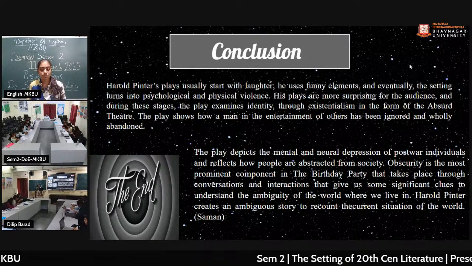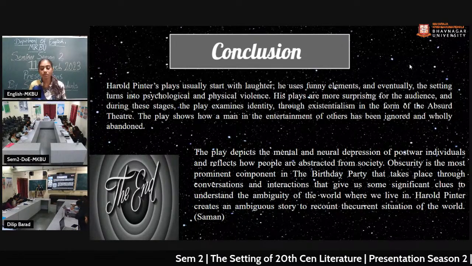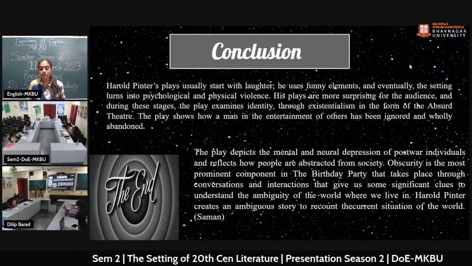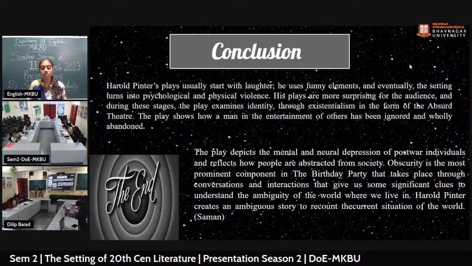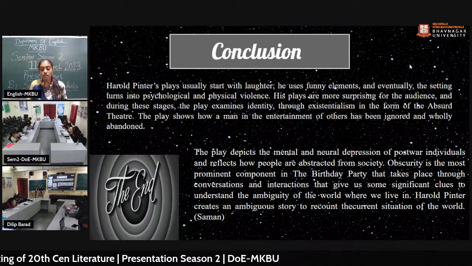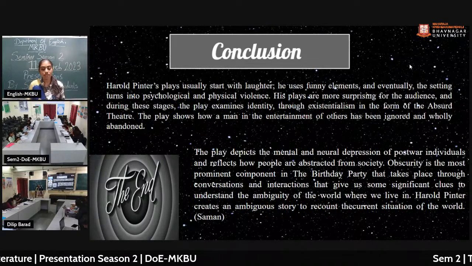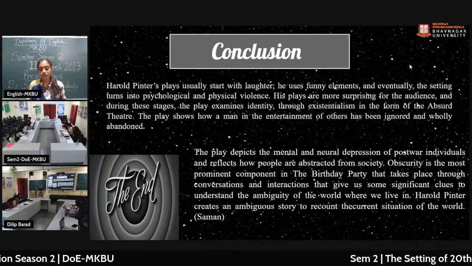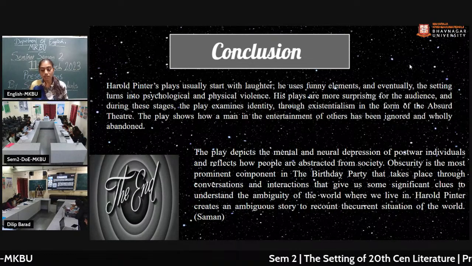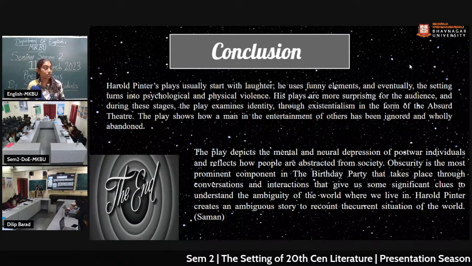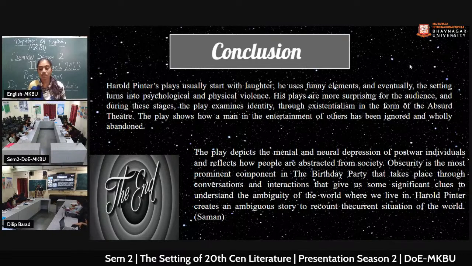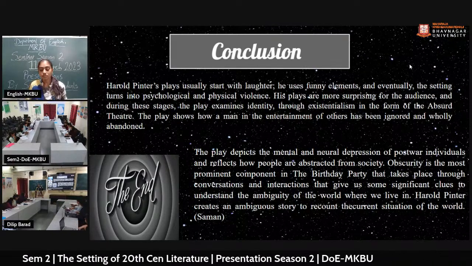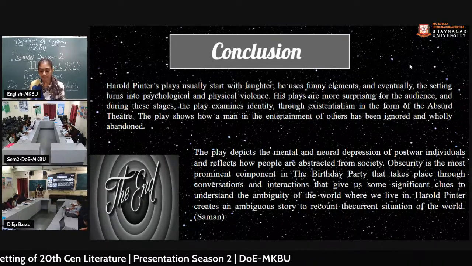Obscurity is the most prominent component in The Birthday Party. It takes place through the conversation and interaction that give us some significant clues to understand the ambiguity of the world where we live in, and Harold Pinter creates an ambiguous story to recount the current situation of the world.